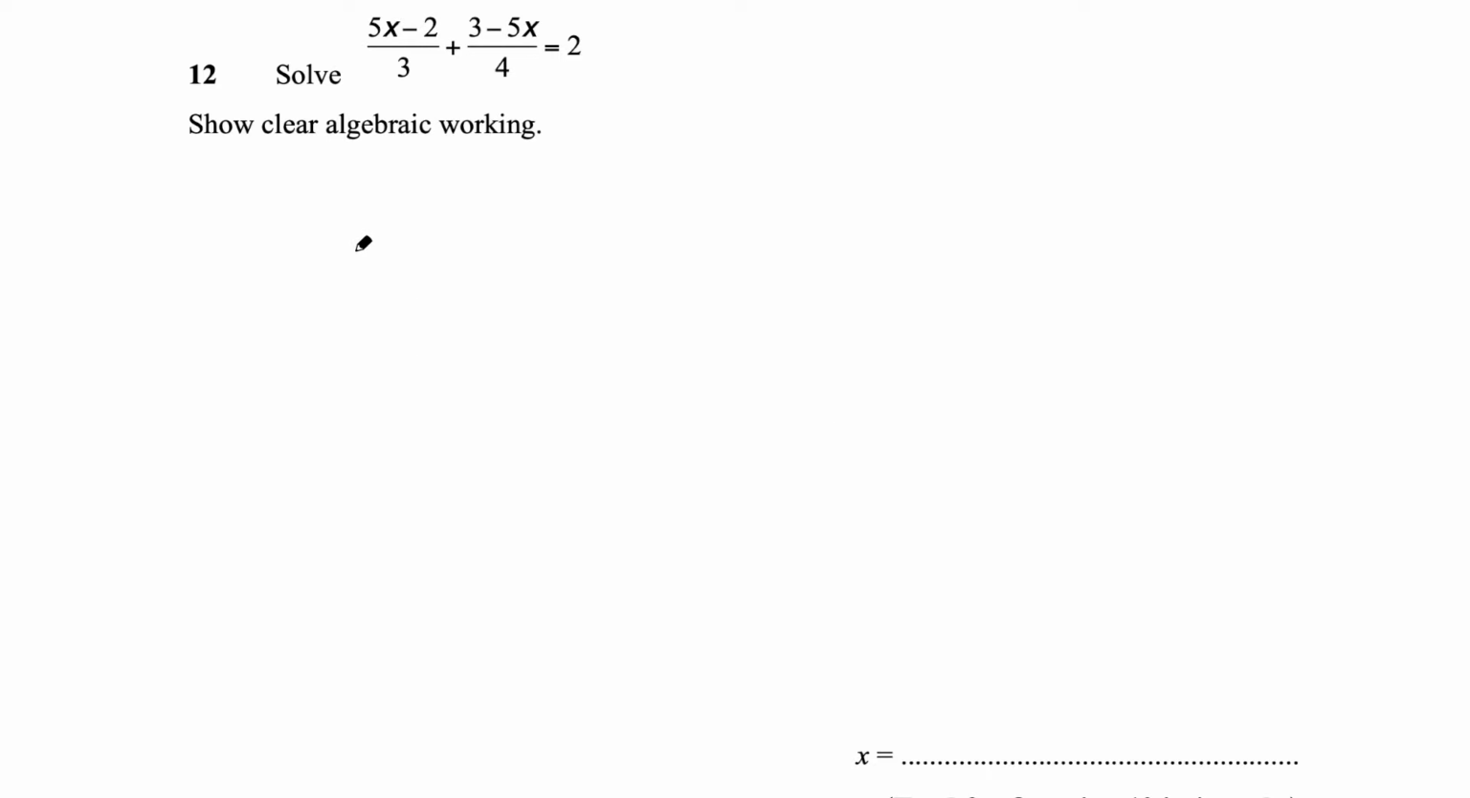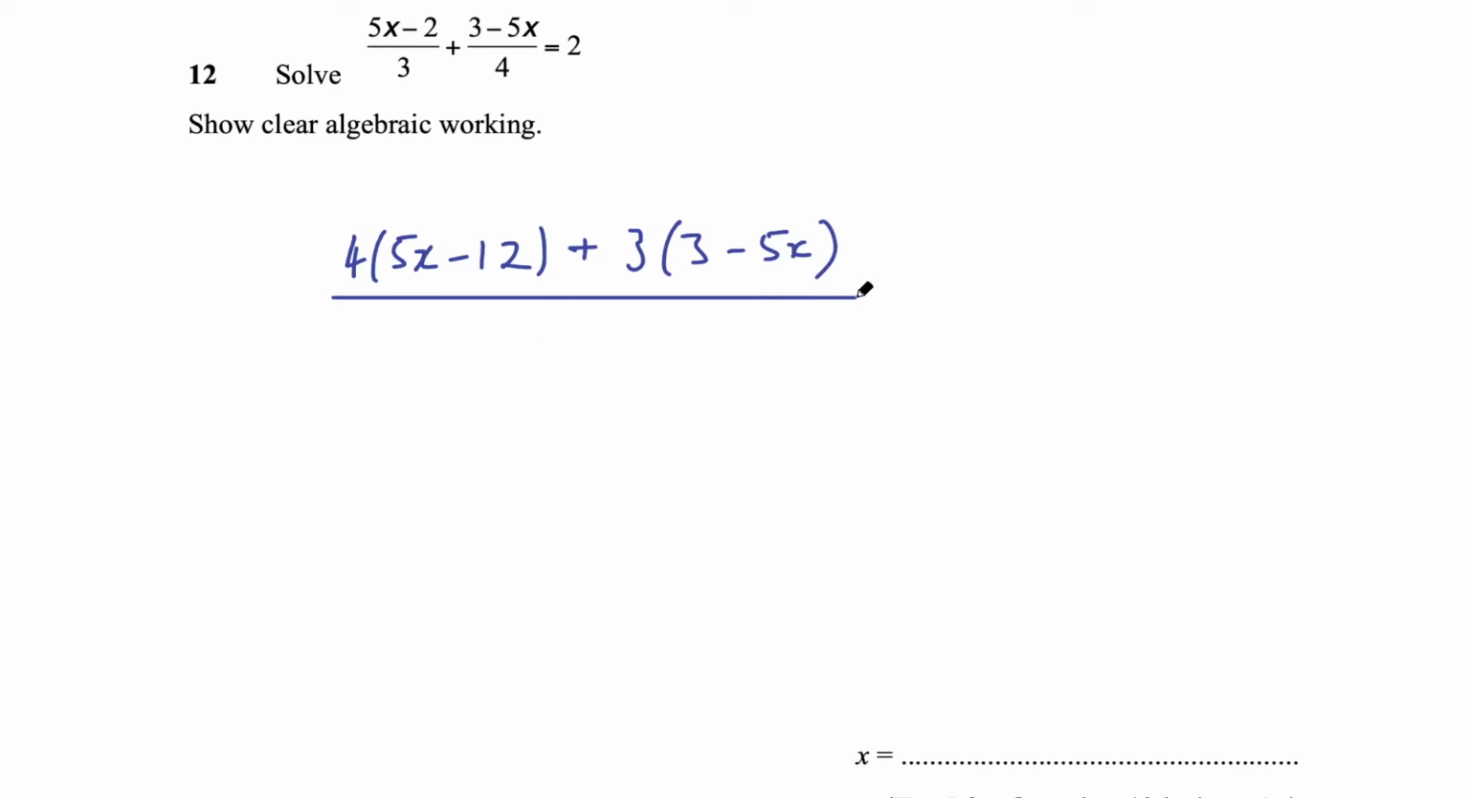5x take 2, we're multiplying by 4, and 3 take 5x, we're multiplying by 3, and because the denominators now both become 12, we combine them together with a denominator of 12, and this equals 2. Now, if you're good at algebra, that's going to be the most difficult part because now you're rearranging and solving this equation for x. So the first thing I would do is multiply by 12 on the right hand side to get rid of this denominator and expand out those brackets.